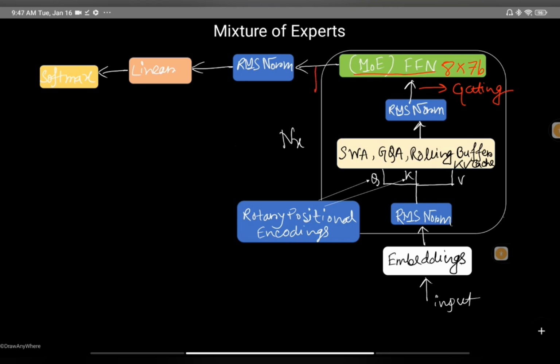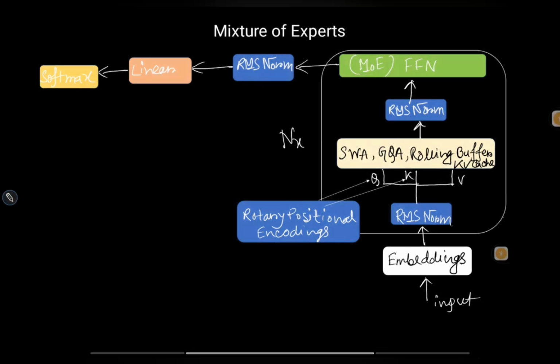Once we get the output, we take a weighted sum or average, and then we produce the output, which again goes through an RMS norm layer, then through a linear layer, which produces the logits for each of the tokens in the vocabulary. Then we take the softmax to select the particular token. This is a high level architecture of the whole mixture of experts, and I have discussed each of these components in detail in this playlist. If you want to understand the mixture of experts, this is the video to look at.